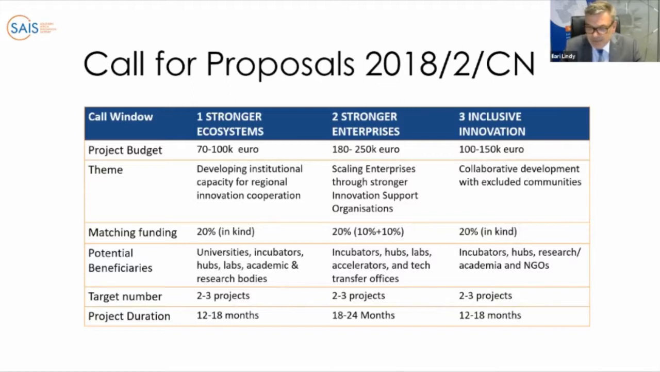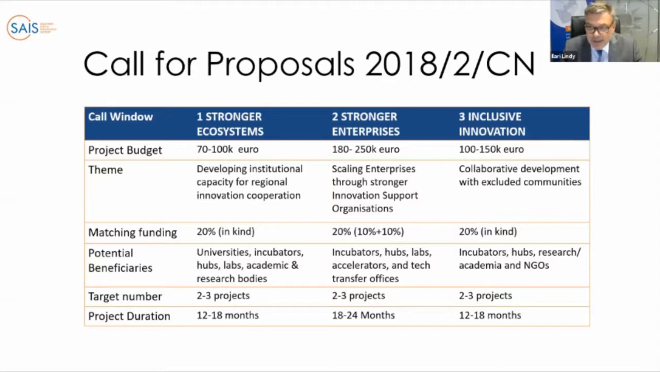Incubators, hubs, labs, accelerators and tech transfer offices, we see that this kind of innovation support organizations, who are primarily dealing with startups and early stage enterprises, would be interested. Finally, inclusive innovation, 100 to 150,000 euros. Here we are looking at collaborative development with excluded communities. So markets which are excluded from, say, service delivery for economic or social or other types of reasons.